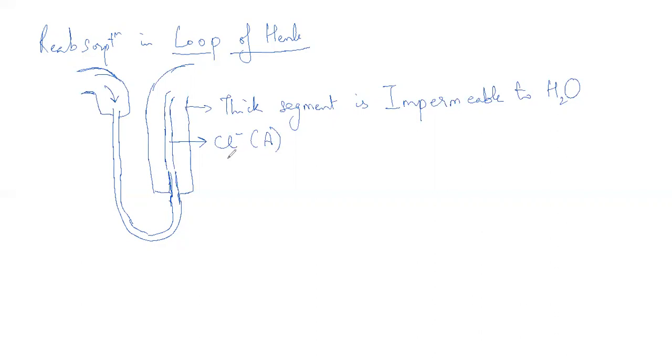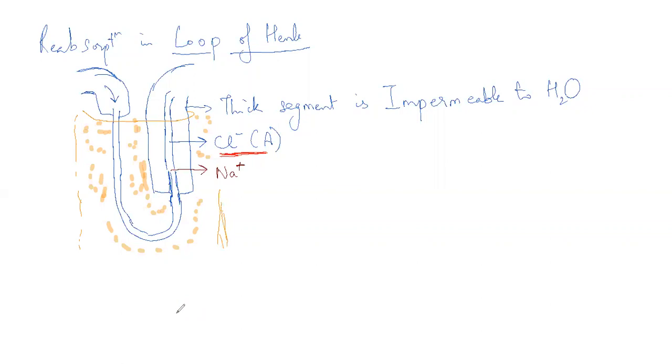अभी हमने पढ़ा था sodium actively moved here. यहां पर क्लोराइड एक्टिवली मूव करता है. Chloride is transported actively towards the outside. The result is sodium follows. So NaCl is removed. Now this NaCl begins to accumulate around this part. Around this region, NaCl begins to accumulate. Right?